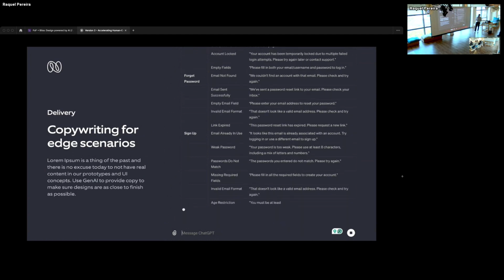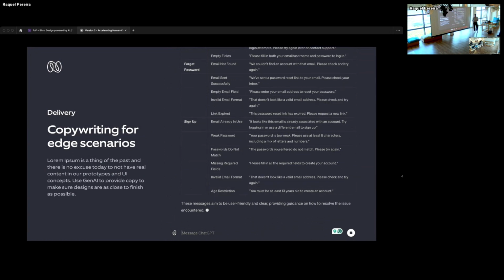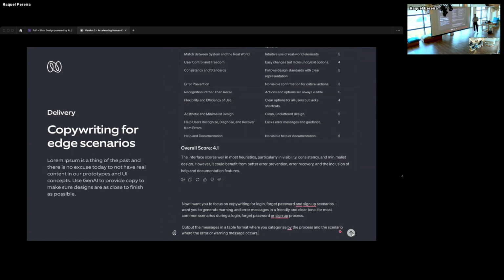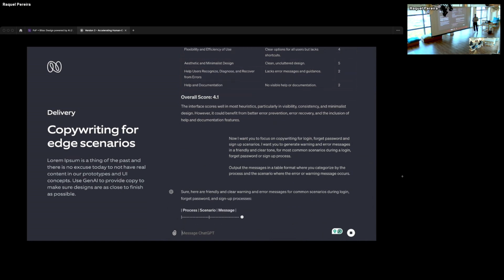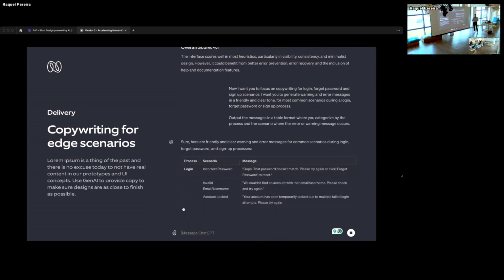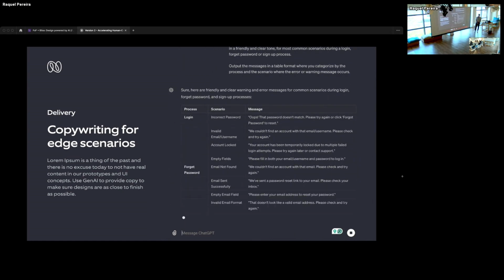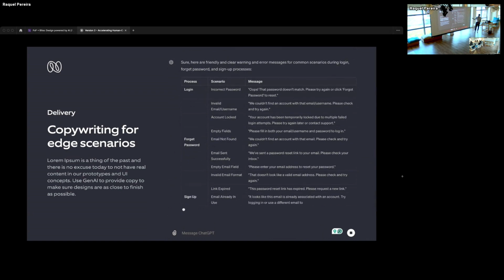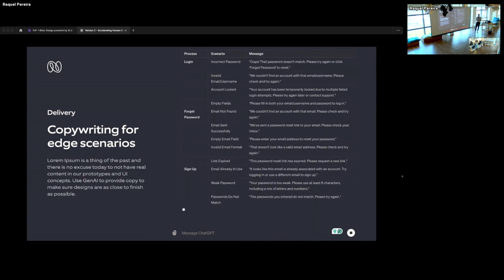And you can even ask it for the tone. You can give it some brand guidelines on how your copy brand looks. You can say, I'm designing user sign up, forgot password, and login flows. What are the error screens or the error messages and warning messages that I need to consider, and give me the copy for that. And it does that for you. It's almost that easy.